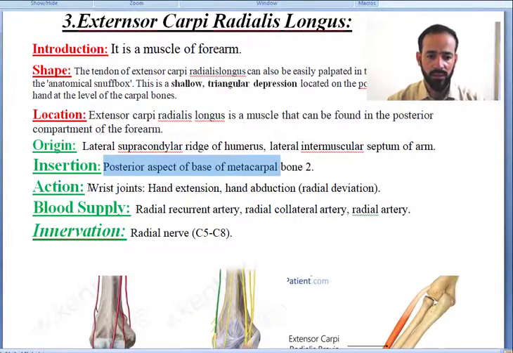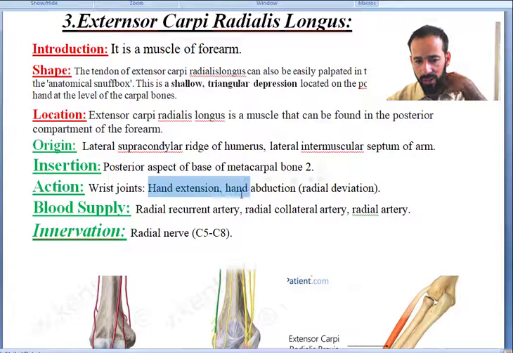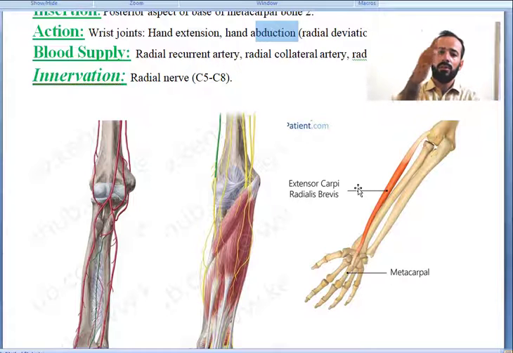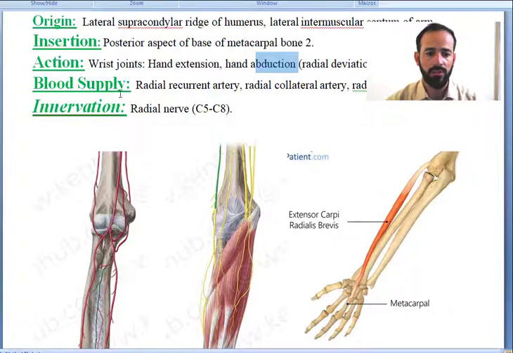Okay, and what is its action? At the wrist joint, hand extension and hand abduction, right? So whenever it contracts, it will cause extension and abduction. What is its blood supply?